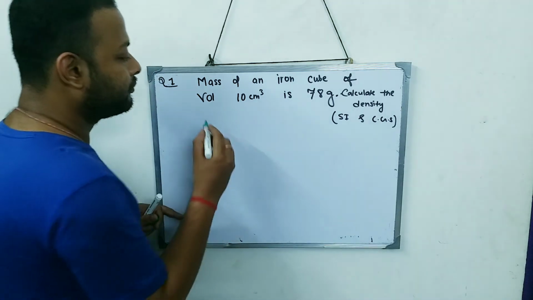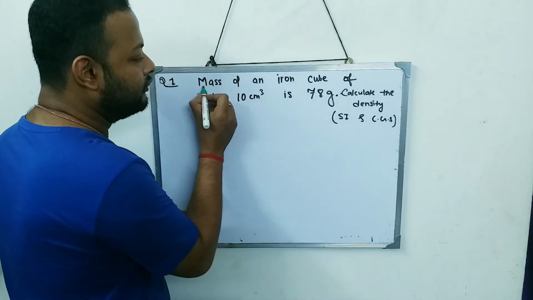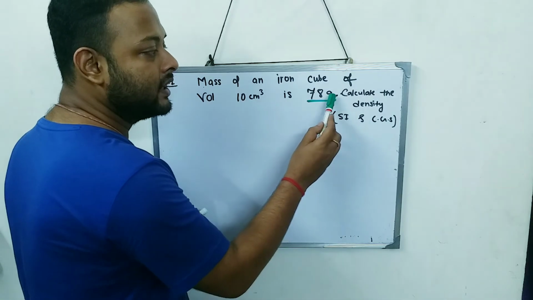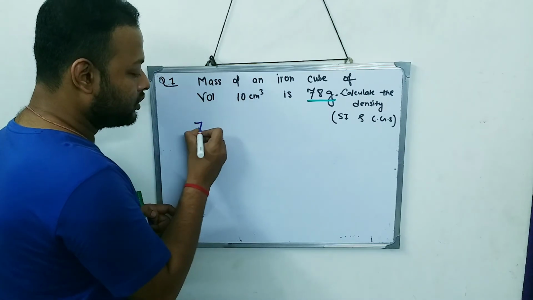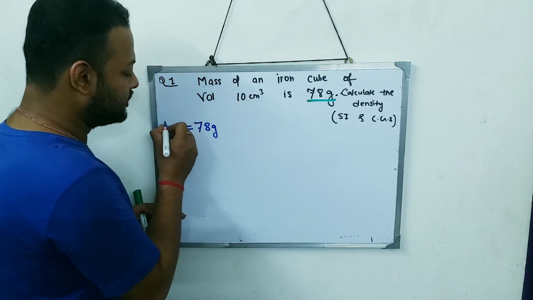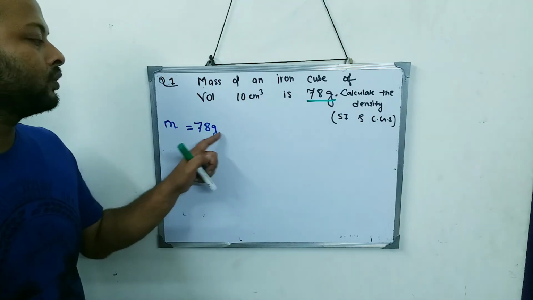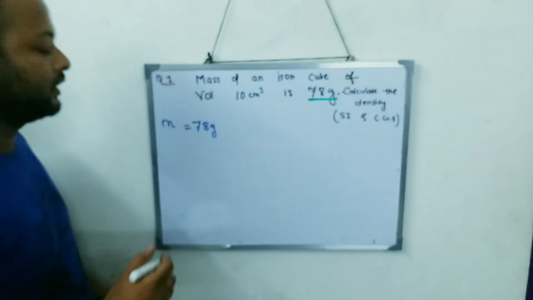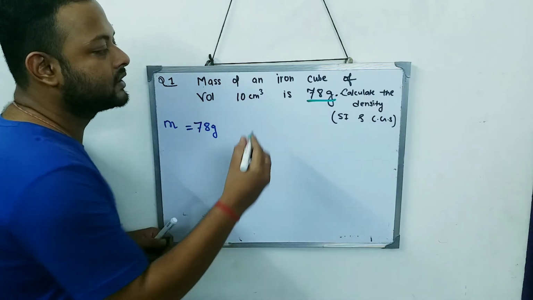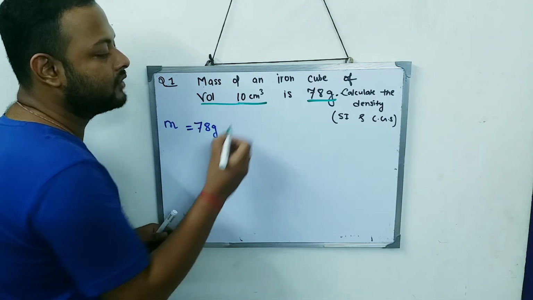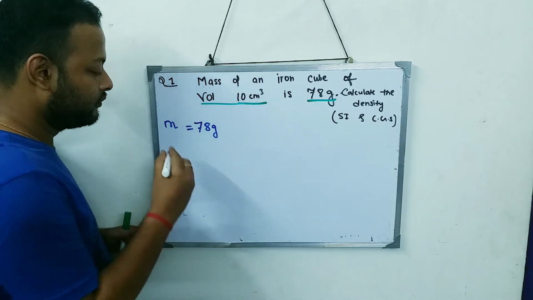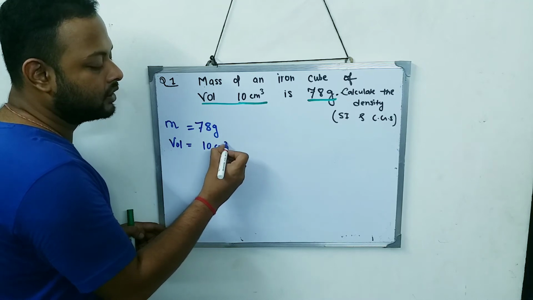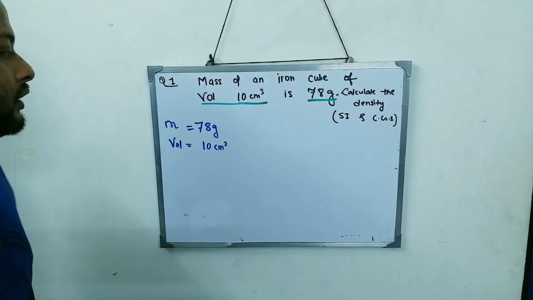So if you see what is this 78 gram, by looking at the unit only you can say that is nothing but mass, because gram is only the unit of mass. Gram cannot be unit of volume, nowhere. Second thing that you have to notice over here is this 10 centimeter cube. Now 10 centimeter cube is what? That is the volume. So V is equal to 10 centimeter cube. Volume is 10 centimeter cube.